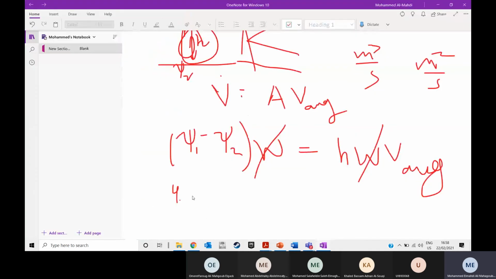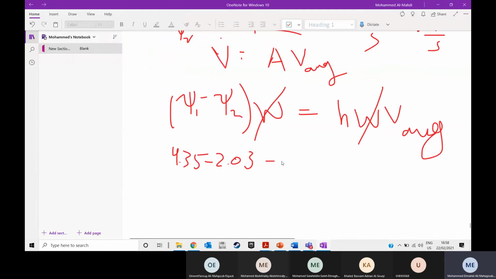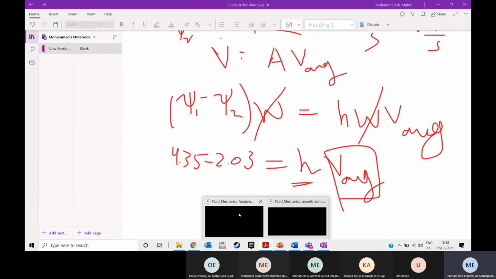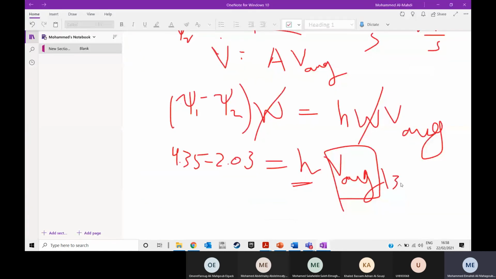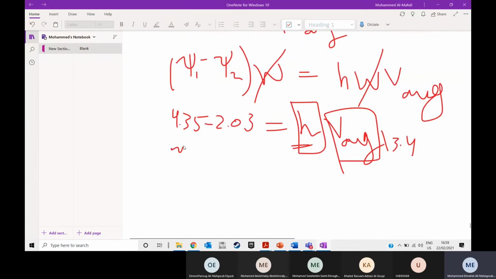So 4.35 minus 2.03. This is the volume flow rate per unit width. I already canceled the width, equal to the duct height times V average. One step solution. V average is given in the question, which is 13.4. So now we have solved for H, the duct height. Why? Because here it is meter squared per second and here it is meter per second, so when we divide them together we get the duct height in meters, then we convert it to centimeters.